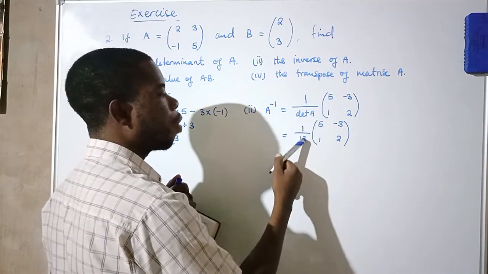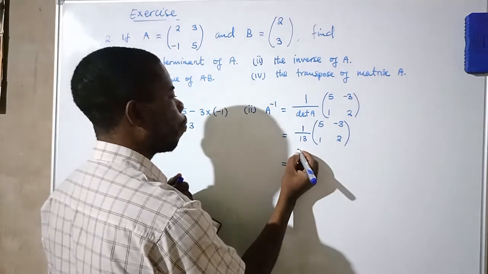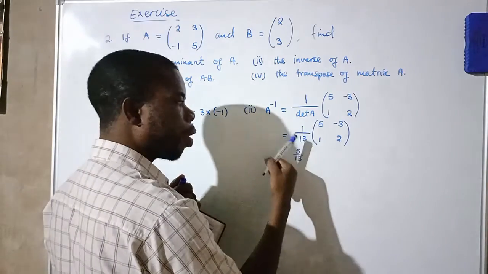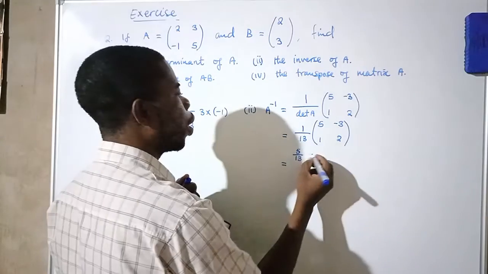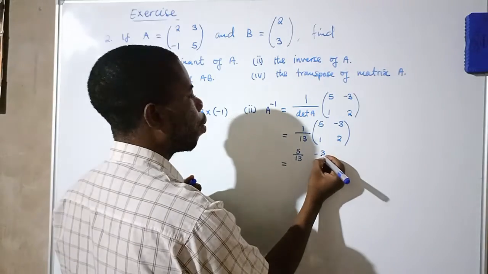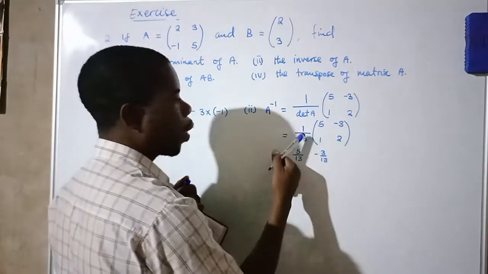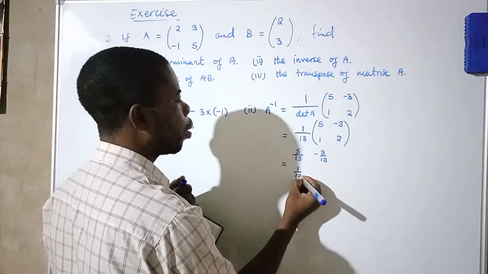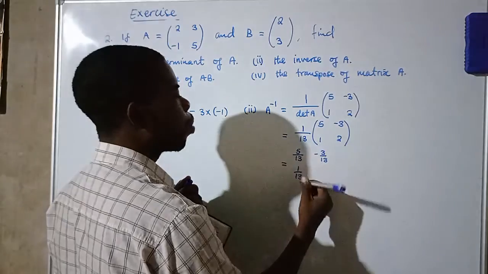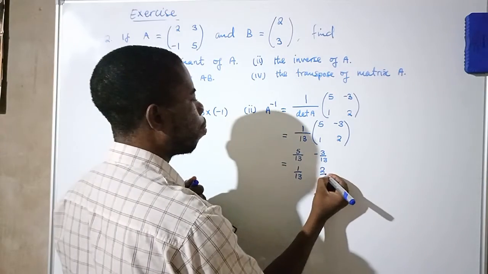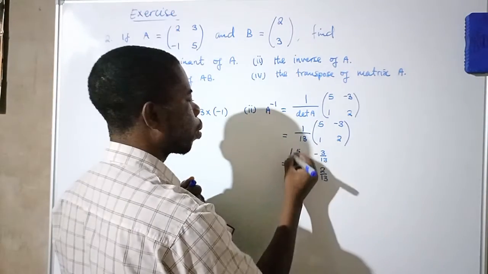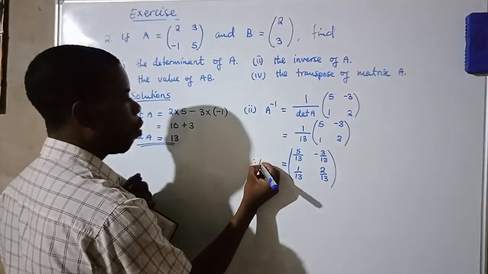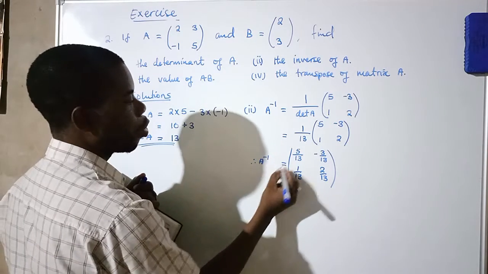So 1 over 13 times 5 will be 5 over 13. Then 1 over 13 times negative 3 will be negative 3 over 13. Then 1 over 13 times 1 will be the same, 1 over 13. Then 1 over 13 times 2 will be 2 over 13, like that. So you say, okay, therefore the inverse of M is equal to this.